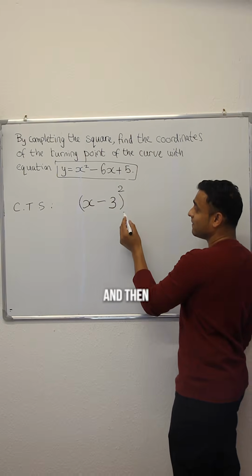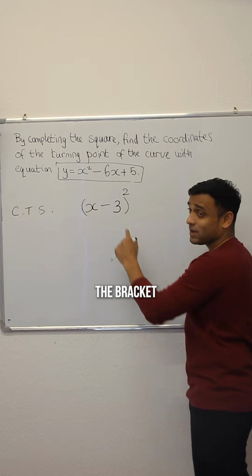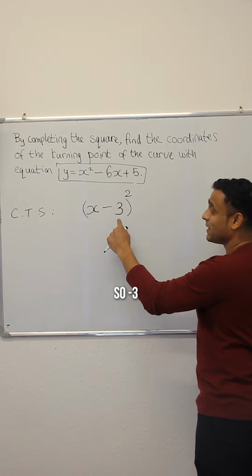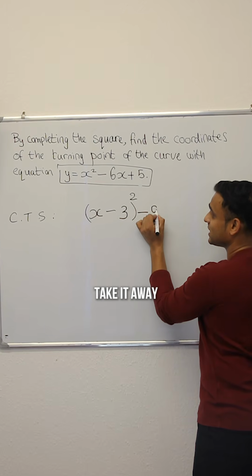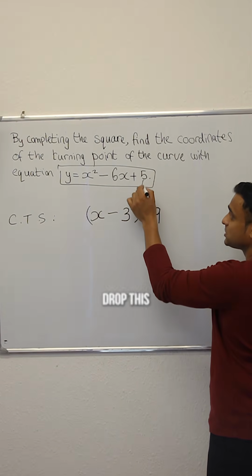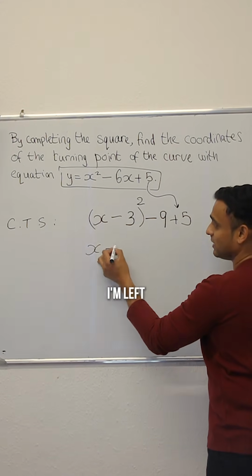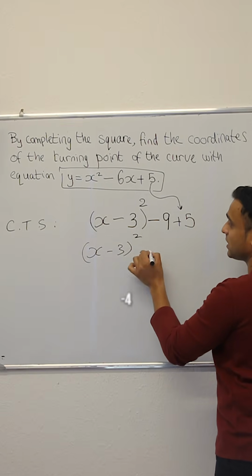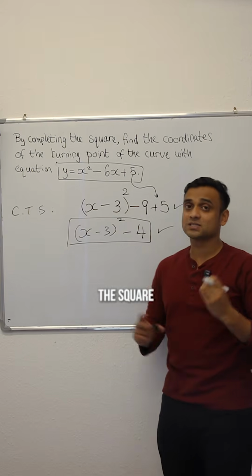We square it, and then the tricky bit for completing the square, whatever is inside the bracket, we square it and subtract it. So minus 3 squared is positive 9, and we subtract it. So we always take it away, the square. And then you simply drop this 5 down and simplify it. So now in order to simplify this, I'm left with x minus 3 squared minus 4. There's your first 2 marks done. This is in the completed the square format.